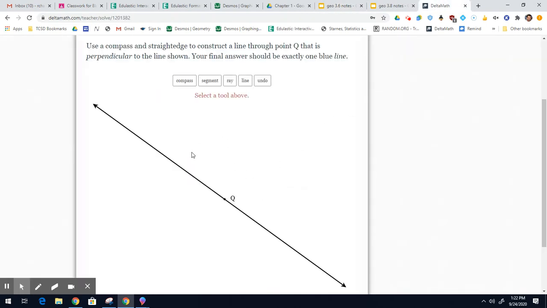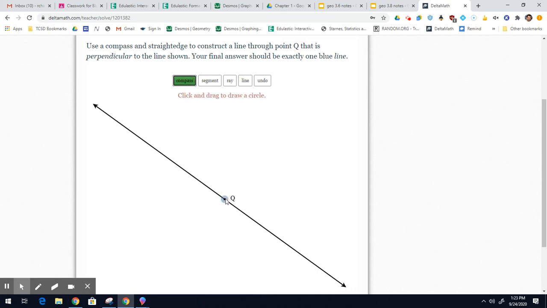It says use a compass and straightedge to construct a line through point Q that is perpendicular to the line shown. Your final line should be exactly one blue line. So again, you should visualize that this is what your line will look like, something like that. That's what we want in the final answer. We know that Q is going to be on that line. So that's one point, and your job is to get a second point on that line.